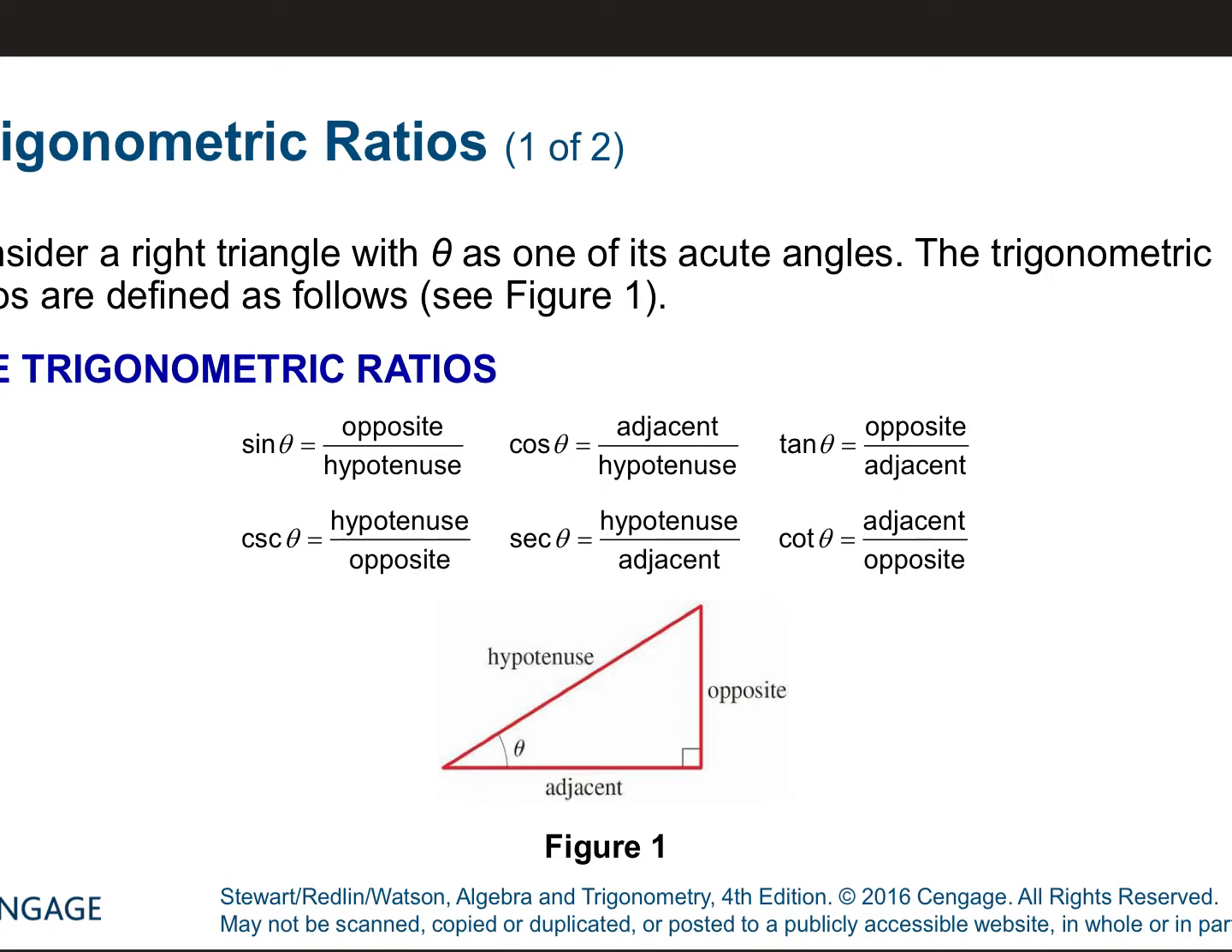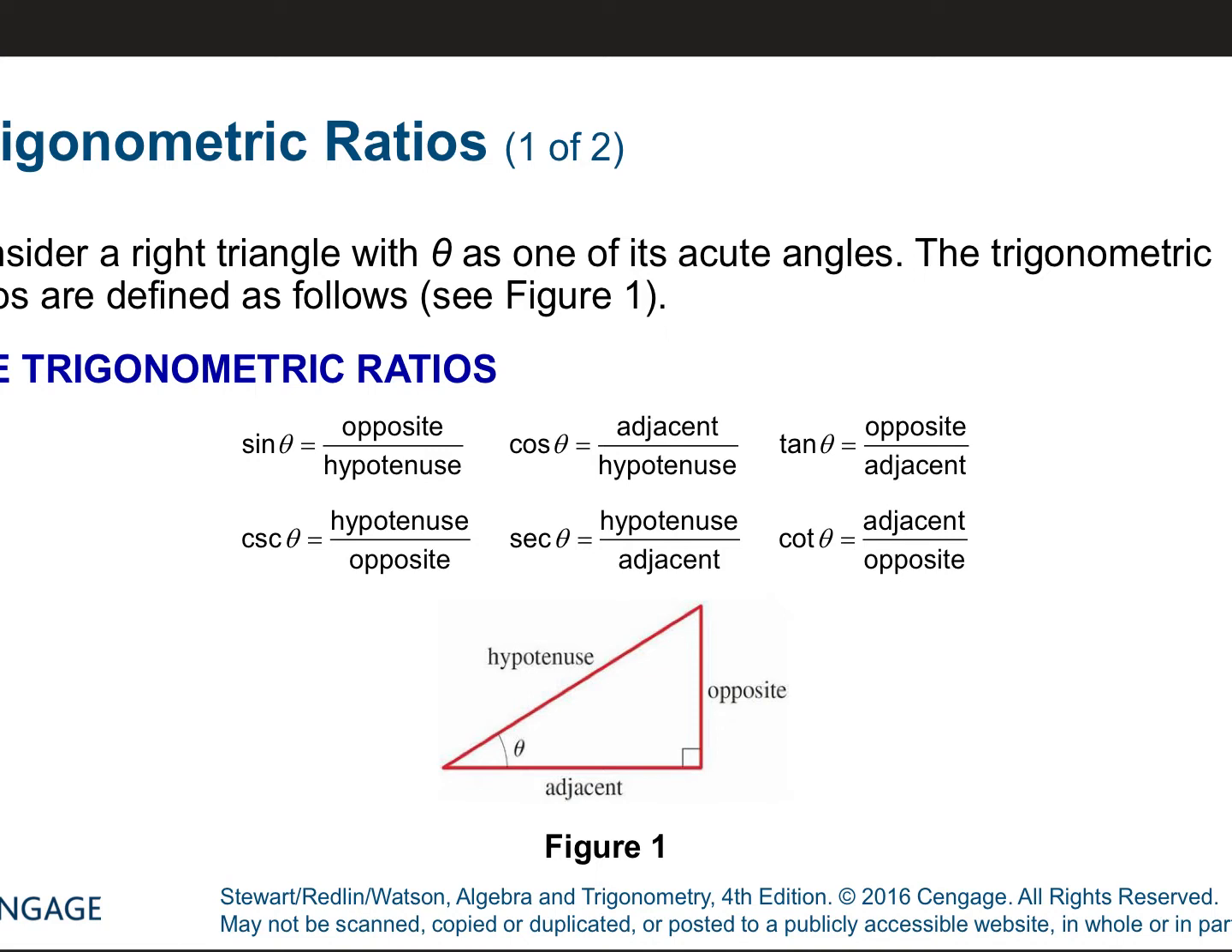over adjacent. Your cosecant is literally the reciprocal of sine, so you just flip it. Your secant is the reciprocal of cosine, so you just flip cosine. And then your cotangent is the reciprocal of tangent. With these, you are going to pay attention to where your angle of measure is. So wherever theta is, that's where you're going to figure out where your opposite and your adjacent is.